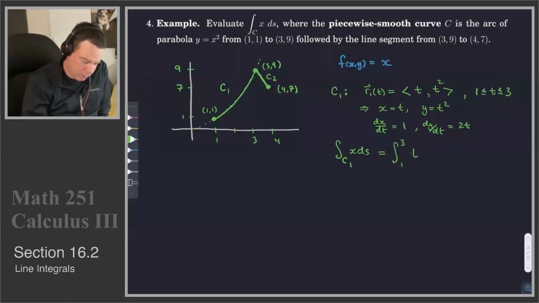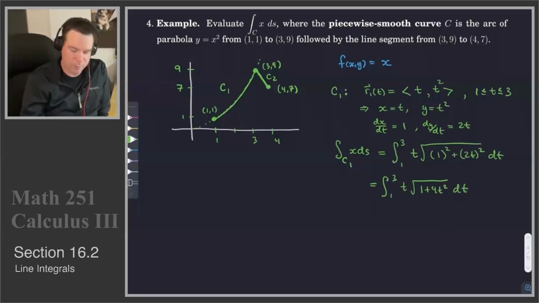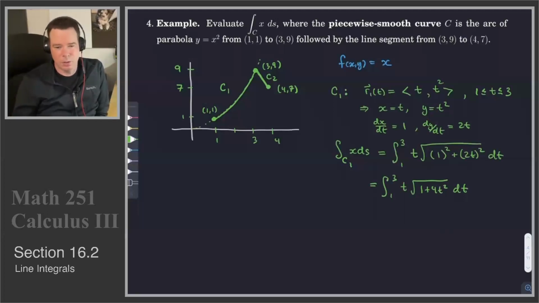So x is t, ds is the square root of the derivative of x with respect to t squared, so that's 1 squared, plus the derivative of y with respect to t squared, that's 2t all squared, dt. So this is the integral from 1 to 3 of t times the square root of 1 plus 4t squared dt. And so this is the integral we would need to work out. So the first little bit is just setting it up. Taking our integral of our scalar function with respect to arc length and then writing it as an integral of a single variable, in this case, the parameter t. So now we're into an integral that we can compute.